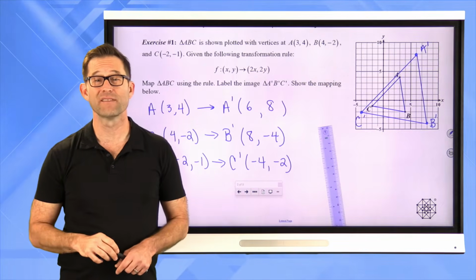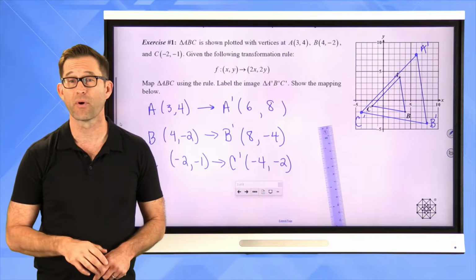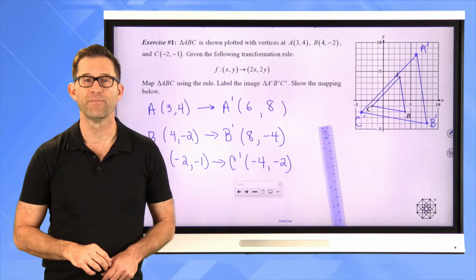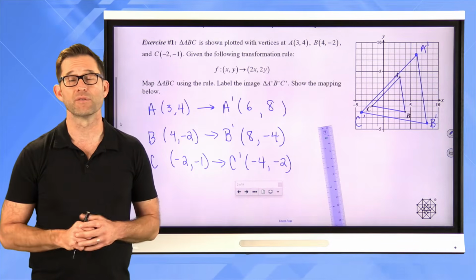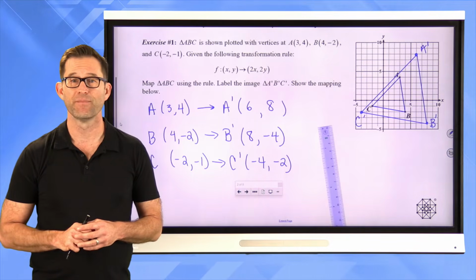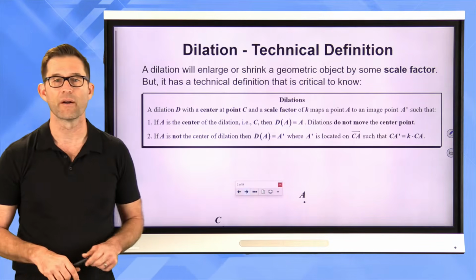Obviously, triangle ABC is not congruent to A'B'C', but they are the same shape. And we'll talk about what it means for two figures to have the same shape but a different size as this unit goes on. Let's get into it and formally define what dilations are.